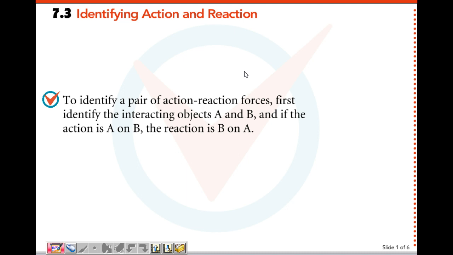So one of the tricky parts with this idea of Newton's third law of action-reaction forces is actually being able to identify which is the action force and what is causing the reaction force. So in order to do that, the third section of your chapter talks about identifying pairs of action-reaction forces. First you identify the interacting objects, and then the action, A on B, and B on A. We'll talk here about what that actually means.